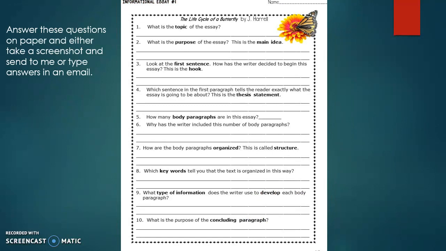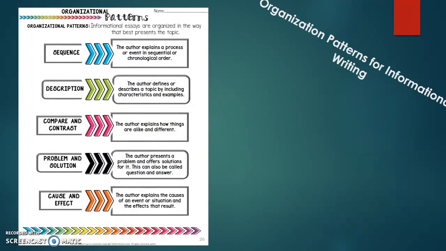And it says, why has the writer included this number of body paragraphs? And I just answered it for you. It's because the life cycle of a butterfly has 4 stages. So each paragraph is giving information about each specific stage. Okay, so how are those paragraphs organized? So think back to that slide where we talked about how to organize. And so let's kind of go back.